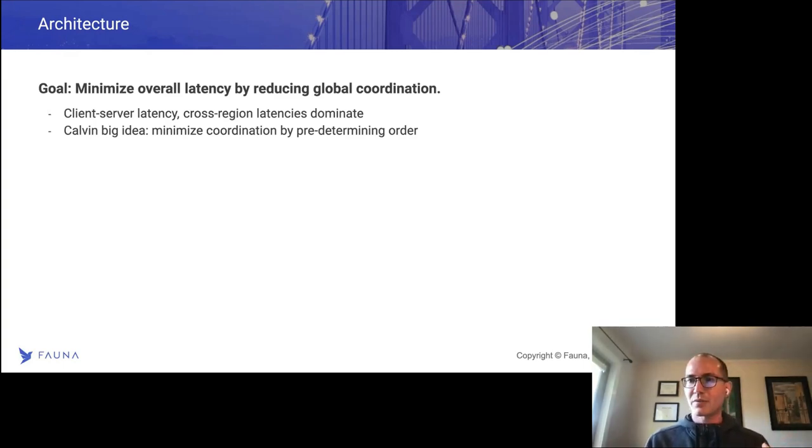But the focus of what I want to talk about today is what we saw in the big idea in Calvin, minimizing the coordination of running a multi-partition transaction, and how we could adapt that to this environment.